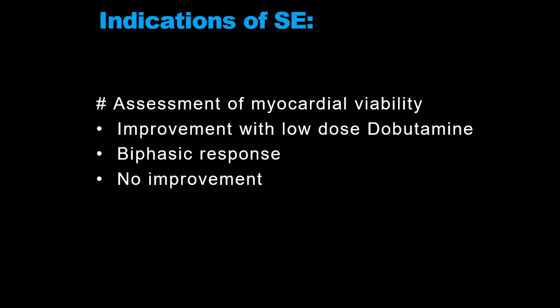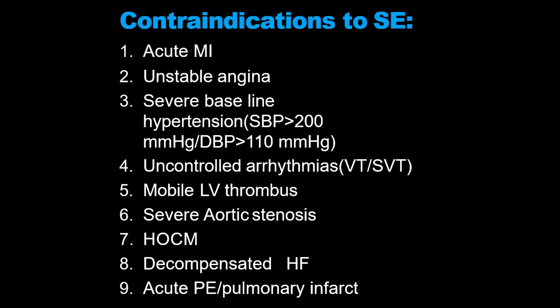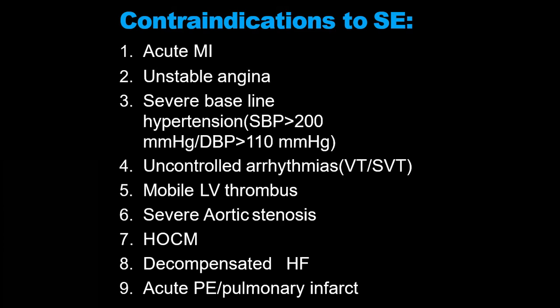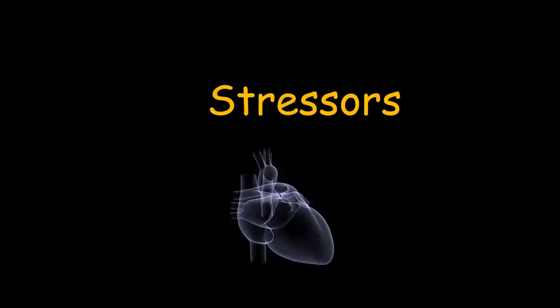These are the patterns. So what are the contraindications of stress echocardiography? This is acute MI, unstable angina, severe baseline hypertension, uncontrolled arrhythmias, mobile LV thrombus, severe aortic stenosis, HOCM, decompensated heart failure, acute pulmonary embolism or pulmonary infarct.